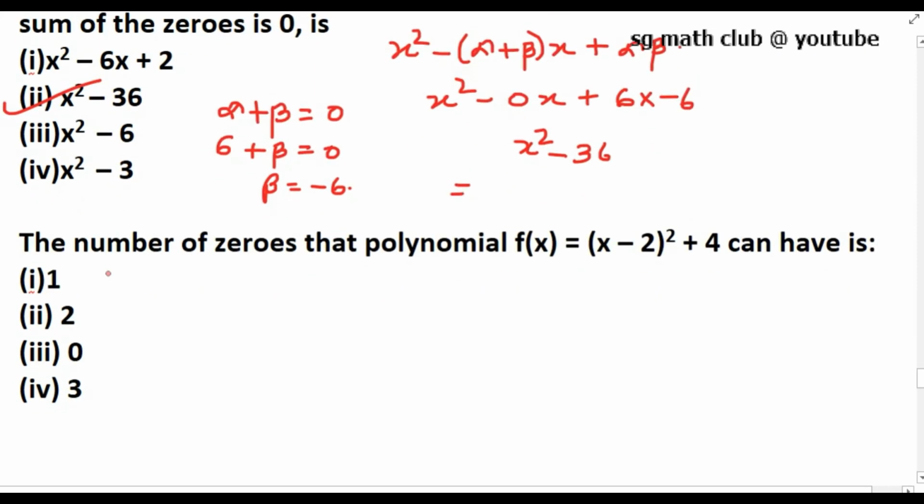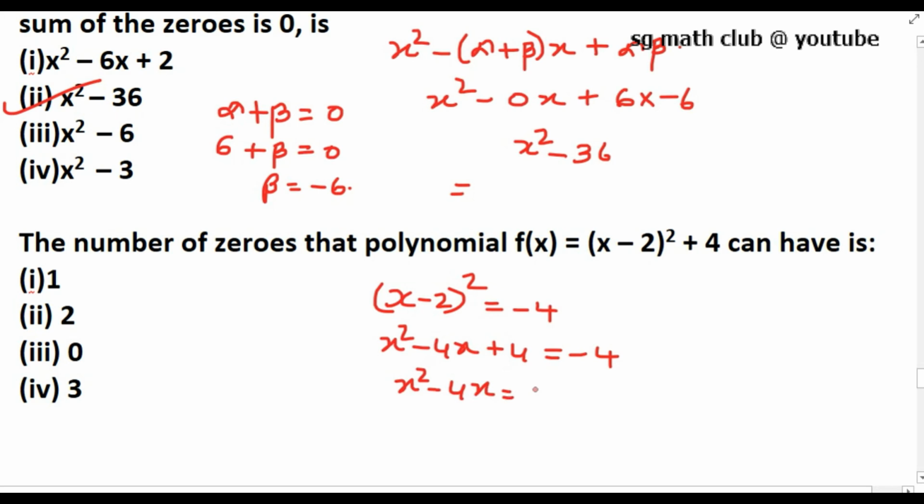Number of zeros that this polynomial can have: we can find out the zeros of this polynomial. x minus 2 the whole square is equal to minus 4. So x square minus 4x plus 4 equal to minus 4. Then x square minus 4x is equal to 8, so x square minus 4x minus 8 equal to 0. You should find two numbers such that product should be minus 8 and sum should be minus 4.